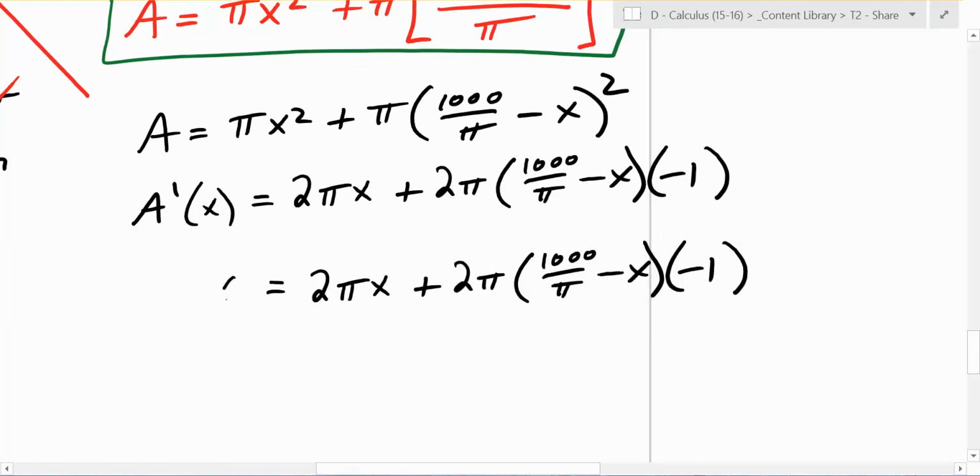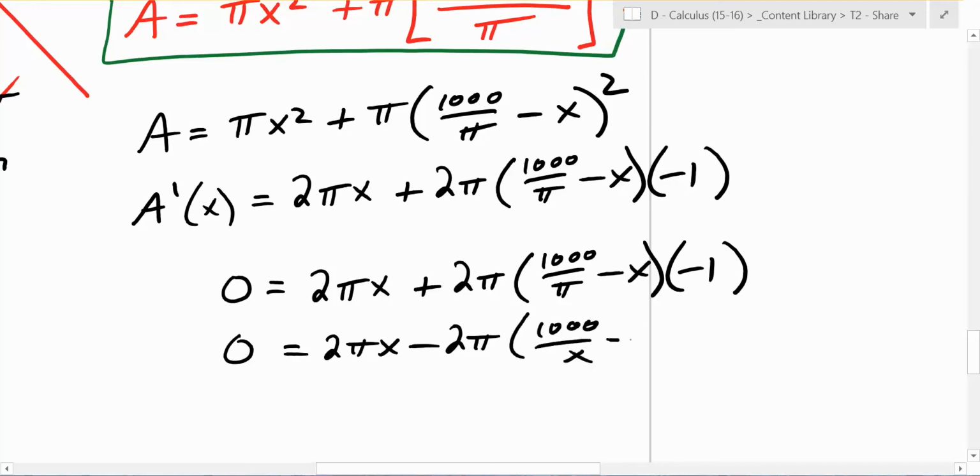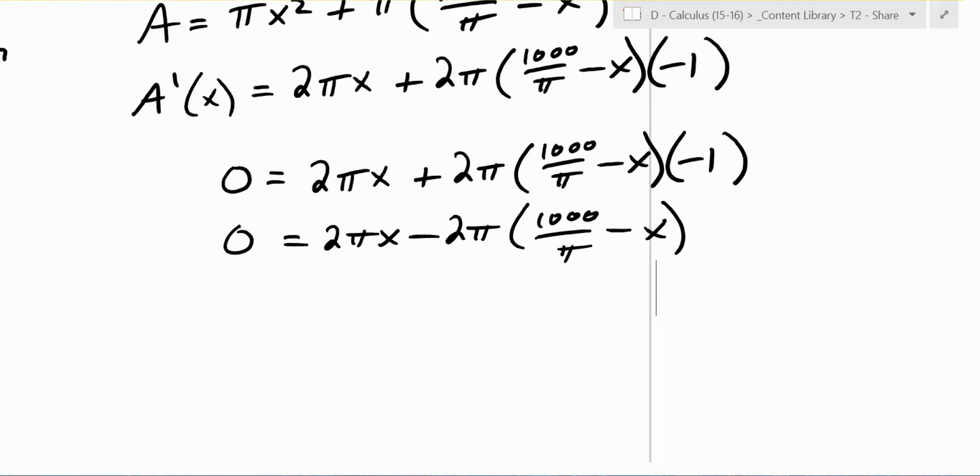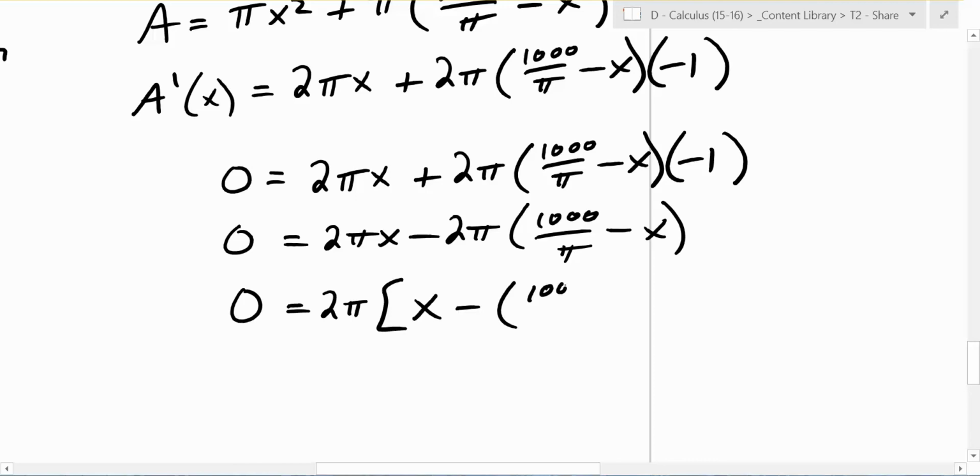So that's equal to 0. So what is that? That 0 is equal to 2 pi x minus 2 pi times 1000 over pi minus x. What can I factor out of all of this? I like factoring and not dividing. What can I factor out? 2 what? 2 pi. So what do you get? X minus 1000 over pi minus x.